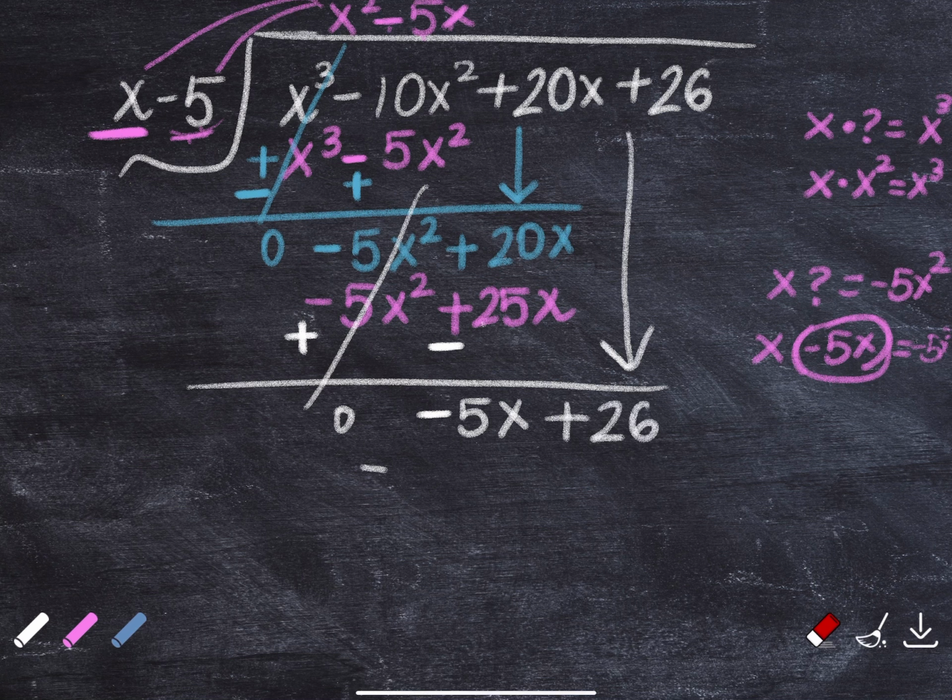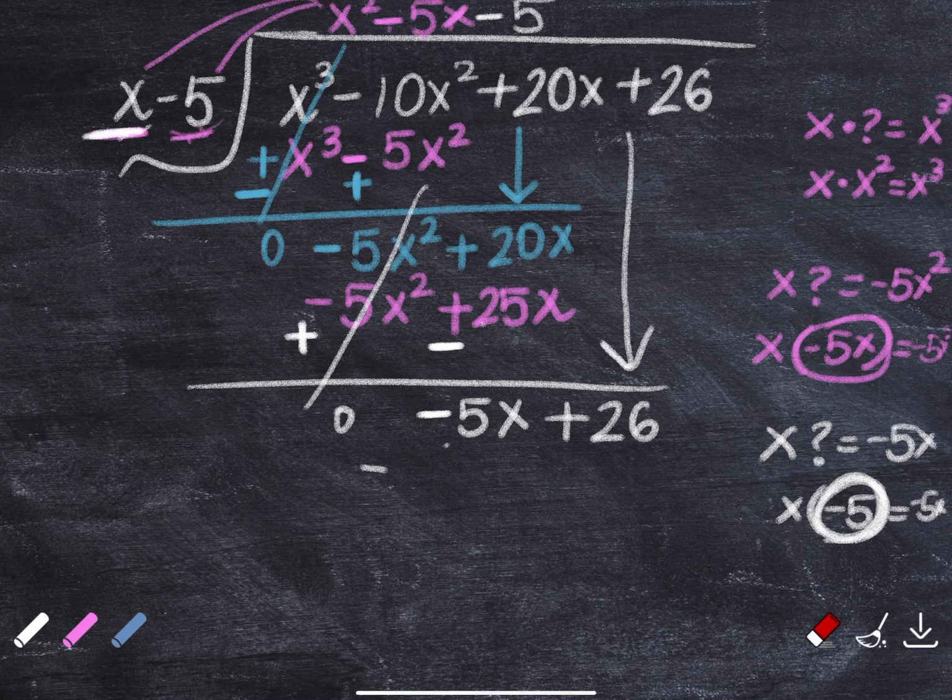Now again the same thing: what should I multiply this x by to actually get a negative 5x? That is pretty simple. I'll multiply this by negative 5 to get a negative 5x. So that term is negative 5, and I have negative 5 here. Negative 5 times x is negative 5x, and negative 5 times negative 5 is positive 25.